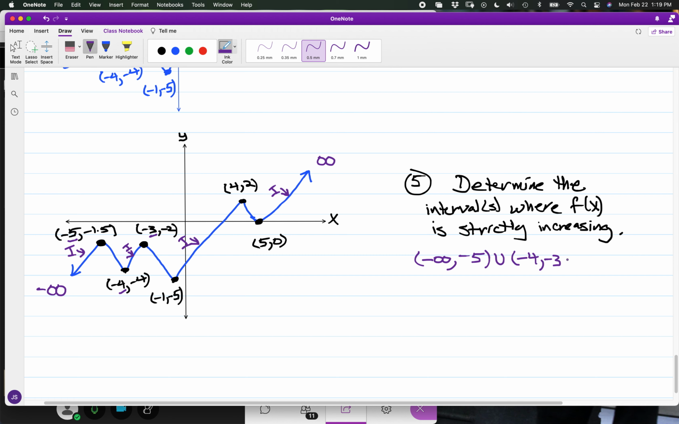And then for what we have with the remaining increases, we have between these two points, between -1 and 4.